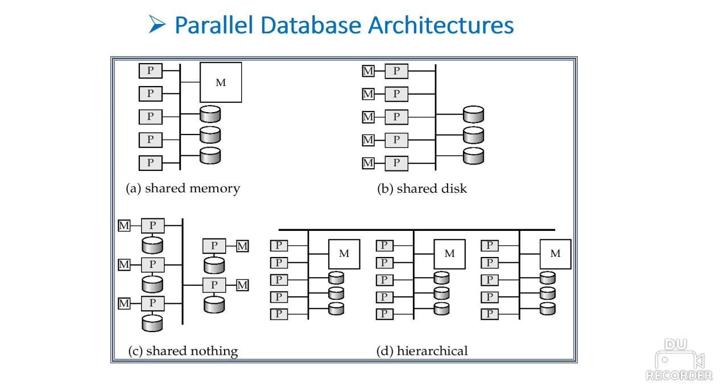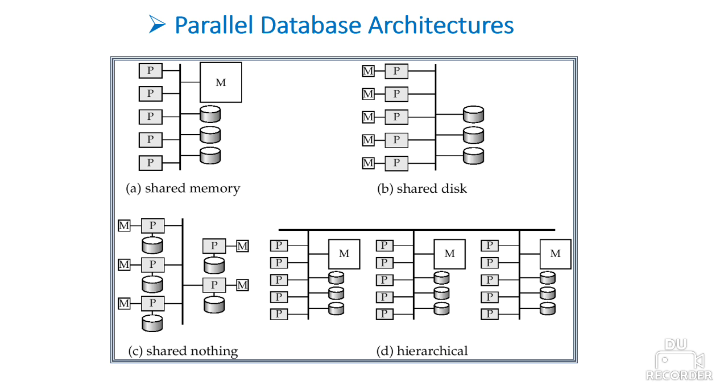Let's first go through these four images or diagrams. In figure A, shared memory is shown. As you can see, there is only a single memory box and many processors. So we can say that in shared memory, a single memory box is shared by all the processors.